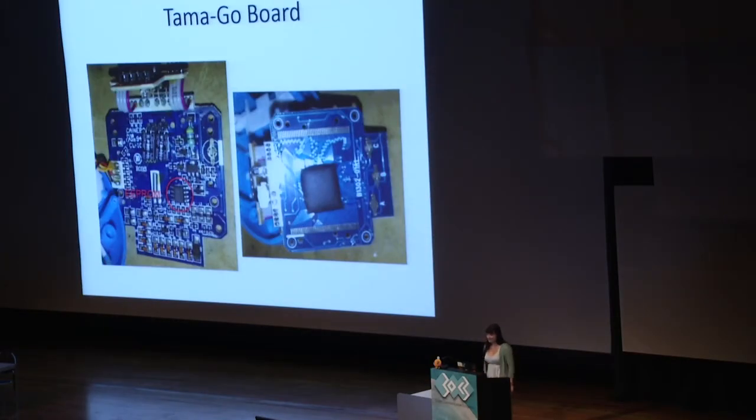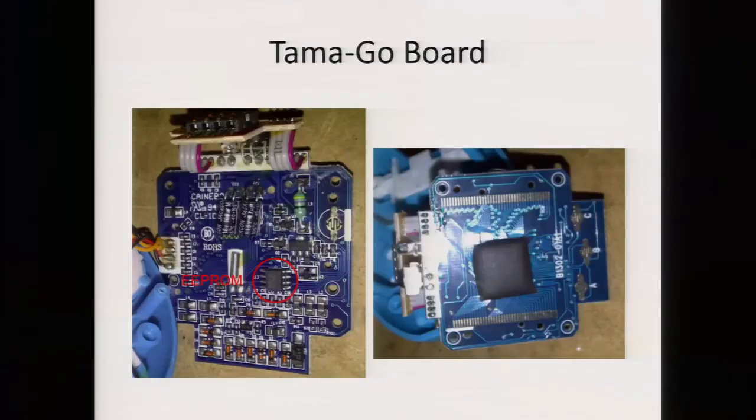And here's what the board of the Tamatown Tamago looks like. And I'd say there's really only 2 interesting features on it. One is the EEPROM, which is circled in red, and that's the only persistent writable memory on the board of the Tamagotchi. It's what stores the state.